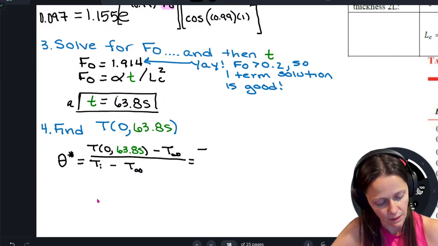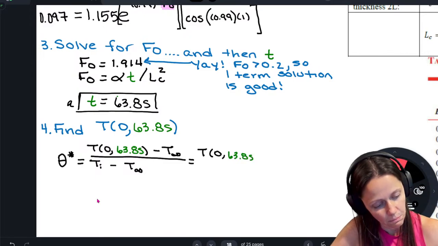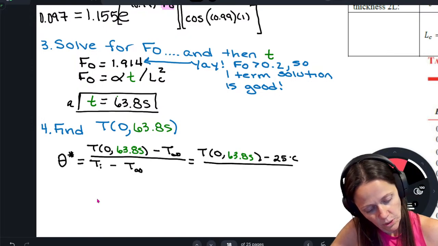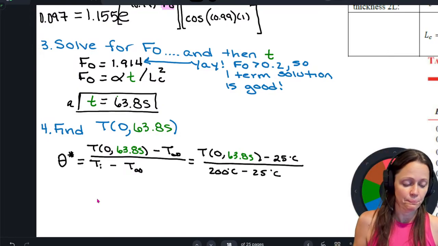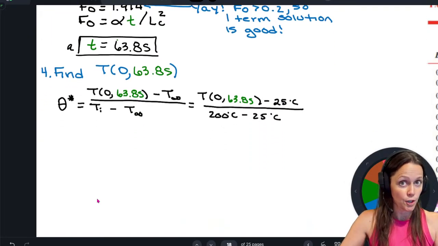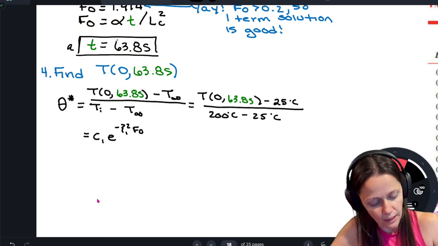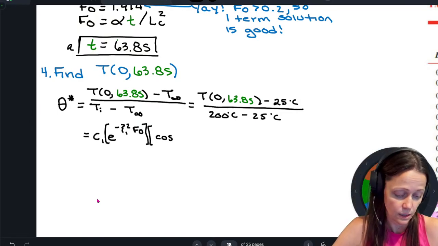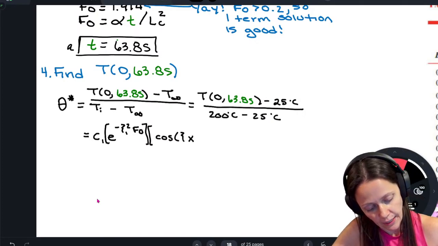I know some of this stuff. I don't know the thing I'm trying to solve for, of course, but I do know T infinity, 25, and T initial, 200. So at least there's that. And then I'm going to use that same equation again. This is equal to C1 e to the negative zeta 1 squared times our Fourier number times our cosine of zeta 1 times our x star.